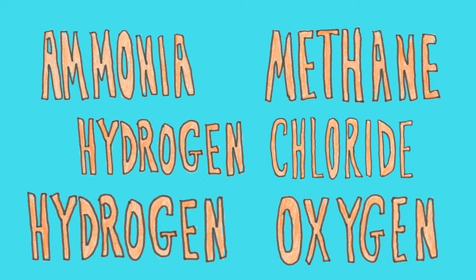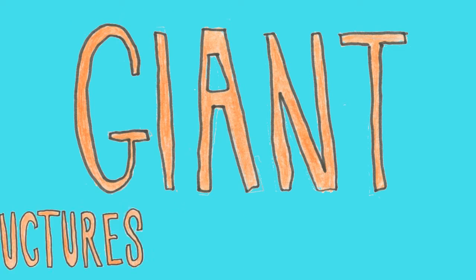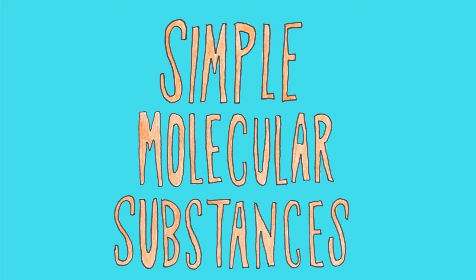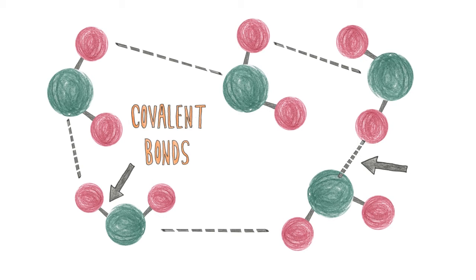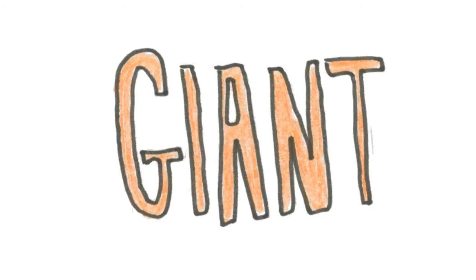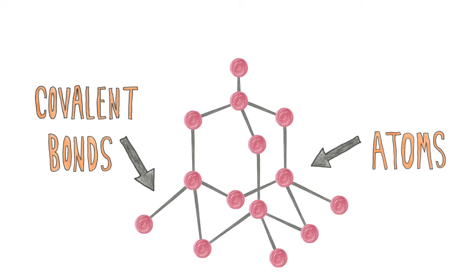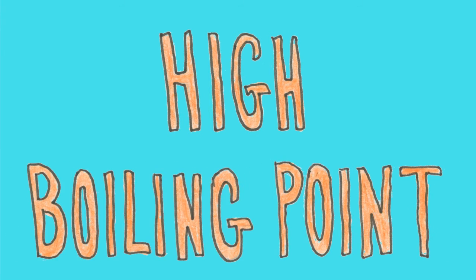hydrogen chloride. Substances with covalent bonds can either be simple molecules, like oxygen or water, or giant structures, like graphite or diamond. Simple molecular substances contain small molecules with strong covalent bonds that are weakly joined together, meaning they can be easily broken apart, so they have low melting points and low boiling points. In giant covalent structures, many atoms are joined together by strong covalent bonds to form a giant lattice, meaning they have high melting points and high boiling points.